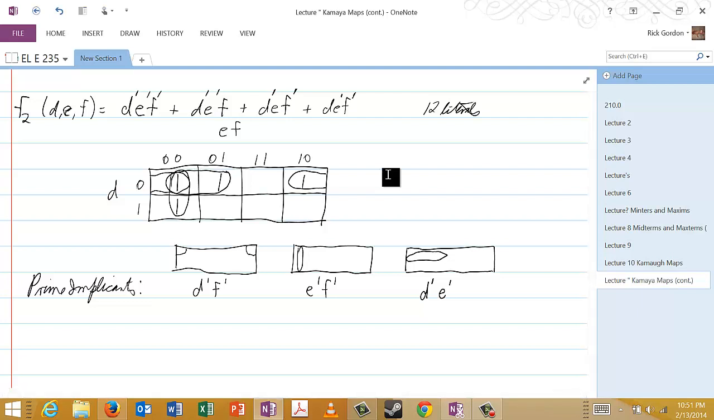Now, having done this, I see no more groupings of 2 1 cells, and so now I move down to the next level. Are there any groupings of 1 1 cell? Well, there are certainly single 1 cells, but none that are not already contained within one of the prime implicants we've already identified, and therefore we're done. These 3 prime implicants that we have identified are the only prime implicants for this problem. So now we need to ask ourselves, what are the essential prime implicants?